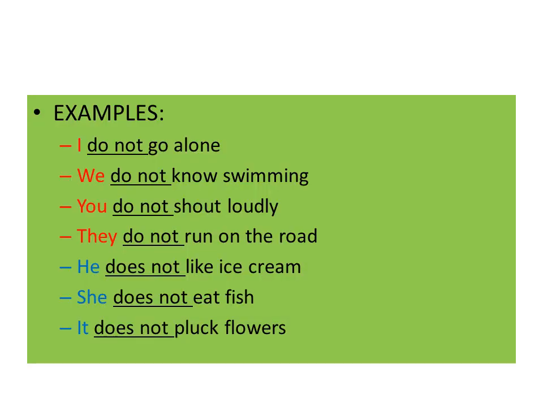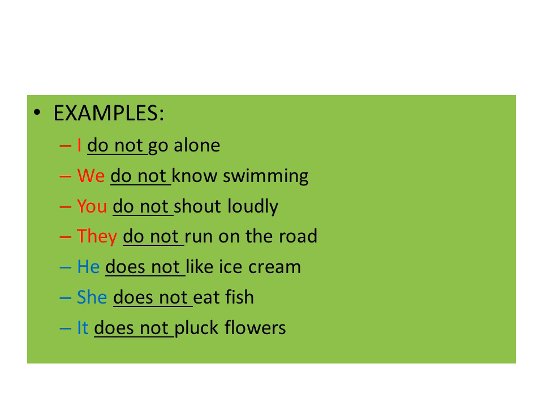Here are more examples of negative sentences. Please notice the subject and what follows the subject. I do not go alone. We do not know swimming. You do not shout loudly. They do not run on the road. When the subject is he, she or it, the sentence becomes: He does not like ice cream. She does not eat fish. It does not pluck flowers.